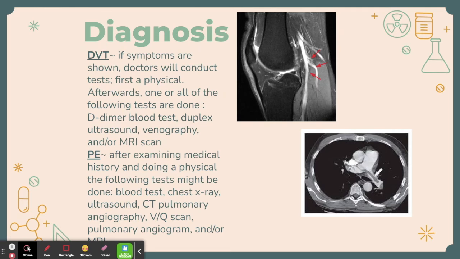On the top right corner, you can see an MRI scan of a DVT located in the leg. And on the bottom right corner, you can see an MRI done for pulmonary embolism of the chest.